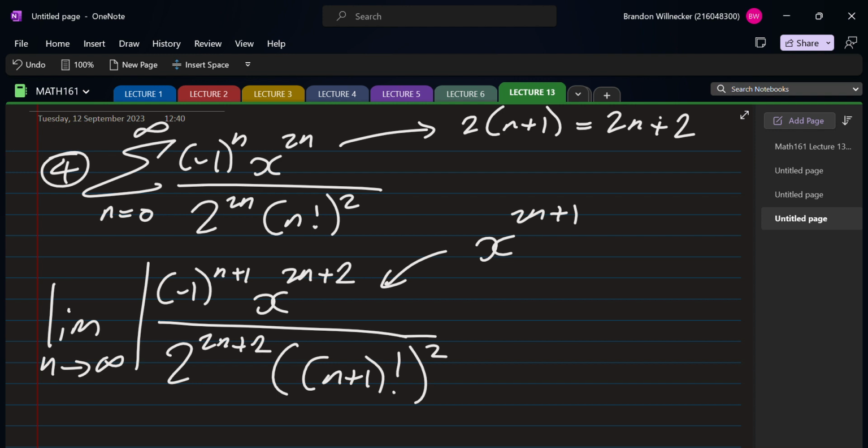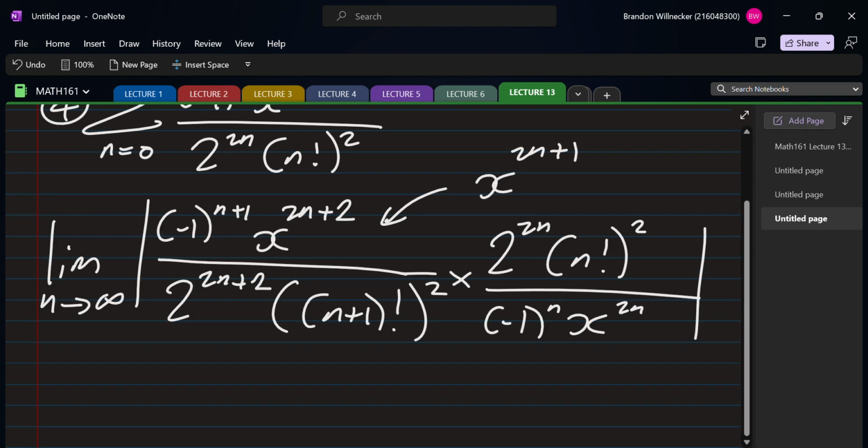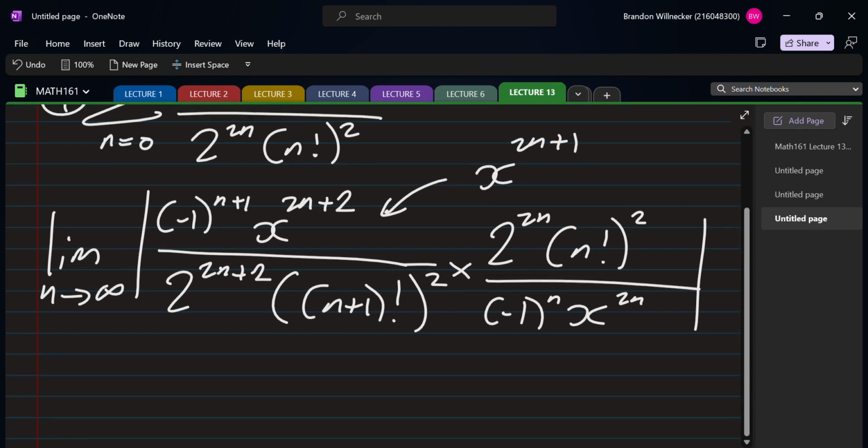Now, we need to have this divided by another fraction, the nth term, but instead of dividing by the fraction, I can multiply by the reciprocal. So we can multiply by 2 to the 2n, n factorial squared, over minus 1 to the n, x to the 2n. I divided by that fraction, but that's the same thing as multiplying by the reciprocal. So just make sure you swap the top and the bottom correctly.